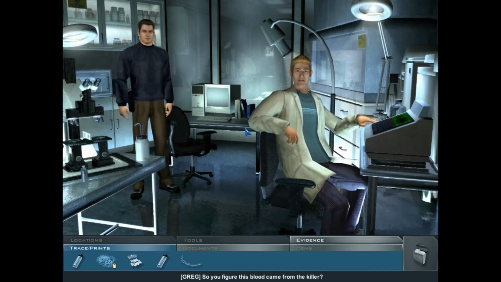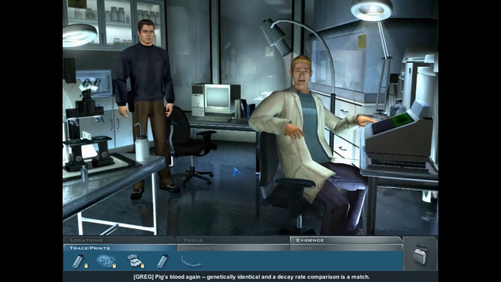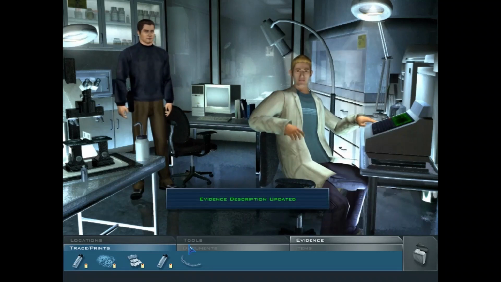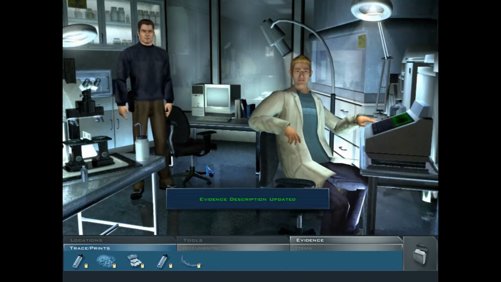So you figure this blood came from the killer? No, I don't second guess you, Greg. I'd never hear the end of it. Wise move. We have a boar here, casting no aspersions on present company. This is sus scrofa, blood of a wild boar, pig blood. The cast of the wound indicates something slim, tubular. Pig's blood again, genetically identical, and a decay rate comparison is a match. Cotton, red dye present but faded. Got another sample I can compare it to?